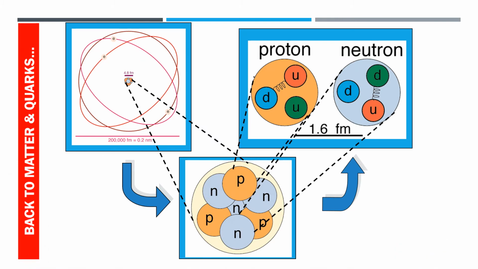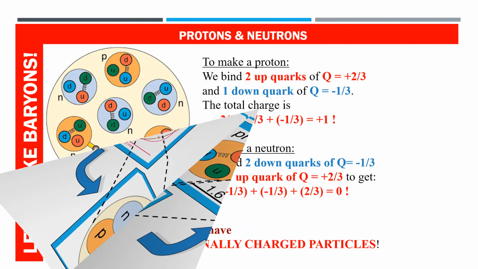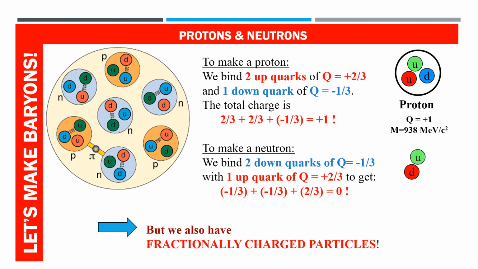So matter is composed of atoms. Atom has a nucleus. Nucleus contains neutrons and protons, and neutrons and protons are composed of quarks, more specifically up and down quarks. Protons and neutrons are three quark bound systems differing only in their combinations of up and down quarks. A proton consists of two up quarks of charge plus 2 by 3 and one down quark of charge minus 1 by 3, giving the total charge to be equal to plus 1, whereas a neutron consists of one up quark of charge plus 2 by 3 and two down quarks of charge minus 1 by 3, giving the total charge to be equal to 0. There are other particles also having fractional electronic charge.